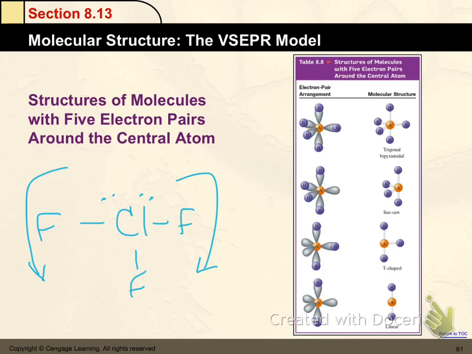Now, what happens with these electrons, you actually have 2 of the electrons going back into the page, and 2 of the electrons coming out of the page, to give us the minimal repulsion. So it looks like that, and that's what gives us the T shape.